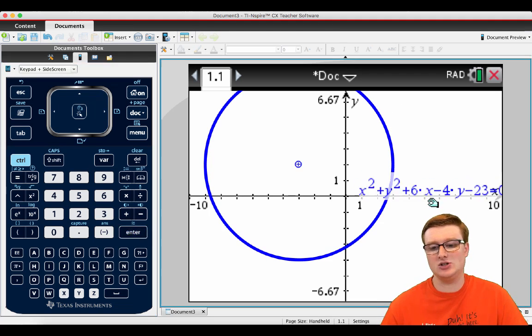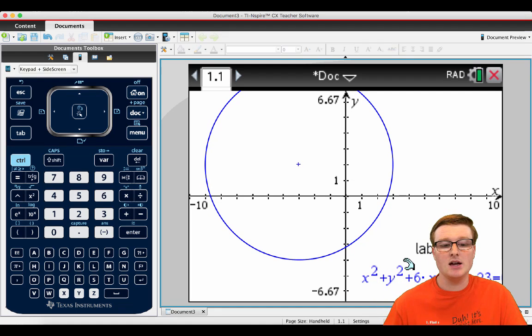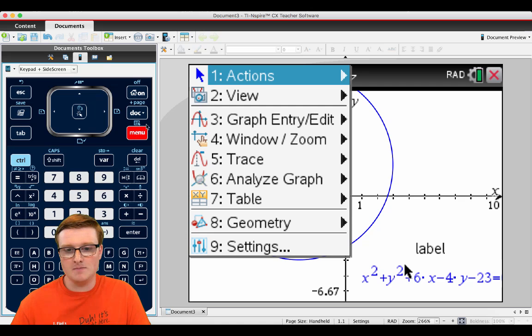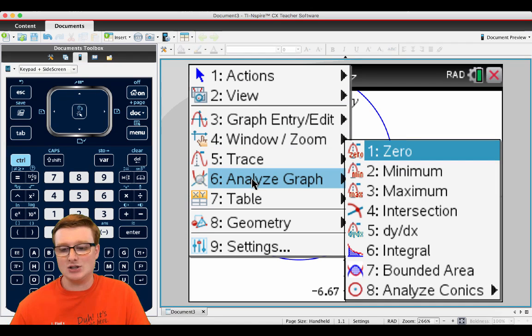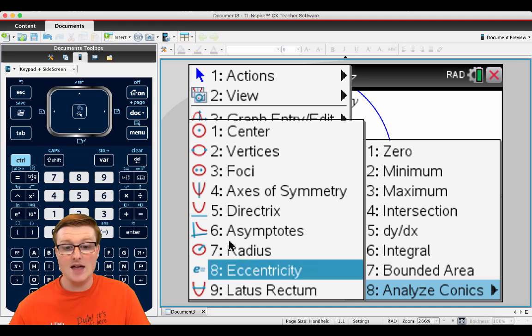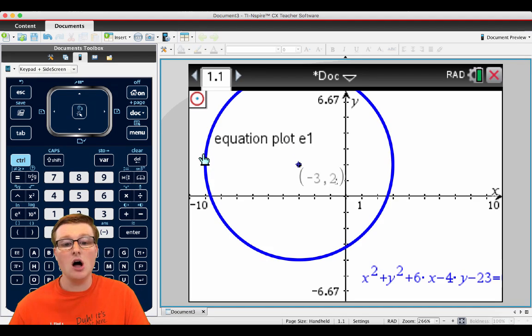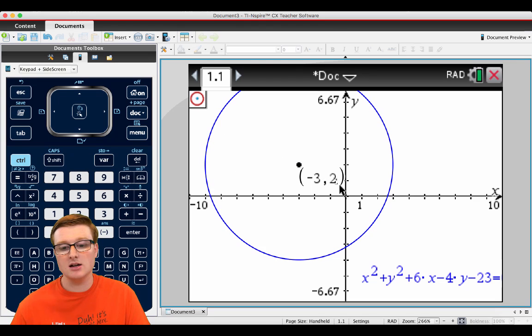And then it comes up as this circle here, which is great because you probably didn't know that you could graph circles on this thing. So now if you click on Menu, go to Analyze Graph, then go to Analyze Conics, and then you click on the center, and you hover over the circle, and you click, look, the center pops up as -3, 2.